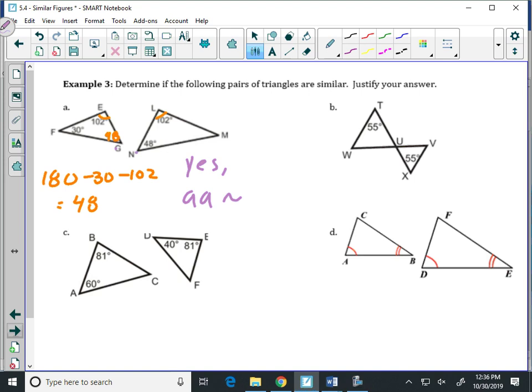You don't have to write this super formal definition. Your math shows me. If you do the math and show me that, oh, G and N are 48 and E and L are 102, and put yes, angle-angle similarity, I will understand what you're talking about. But if you just say yes, angle-angle similarity, and you have nothing written down, you just plug everything in your calculator, you're going to lose points, because I don't know if you just guessed right and got one. You have to make sure you show the math.